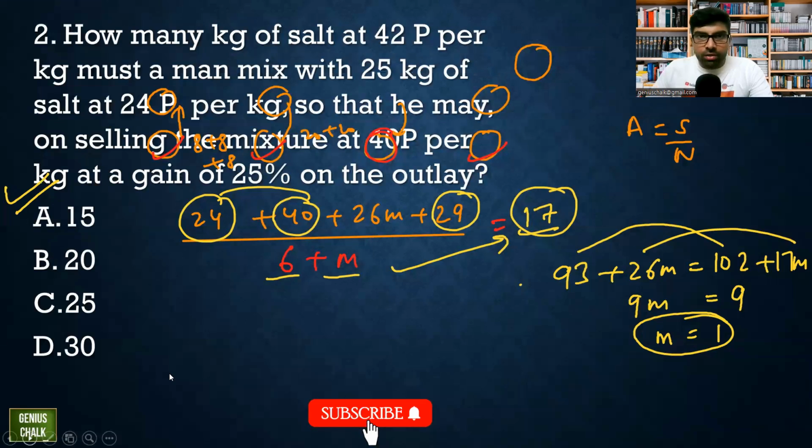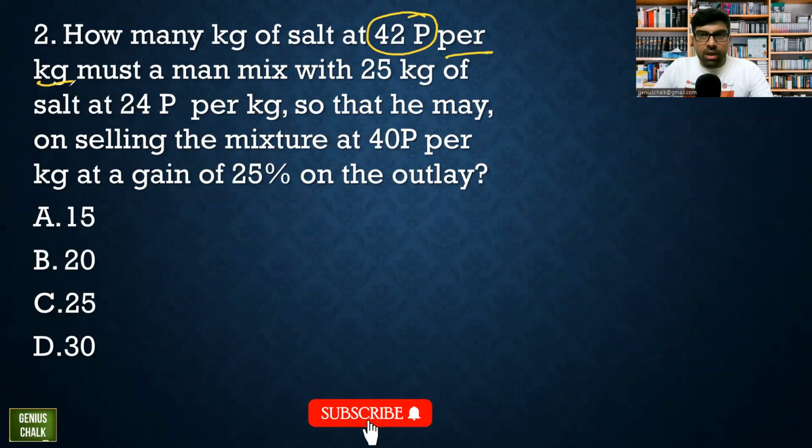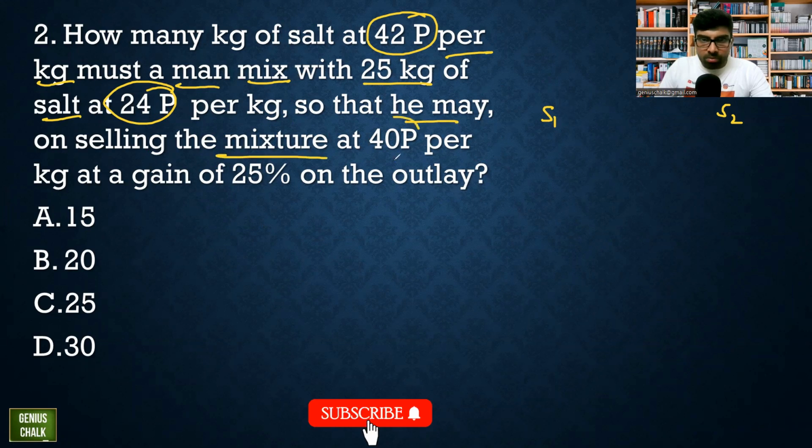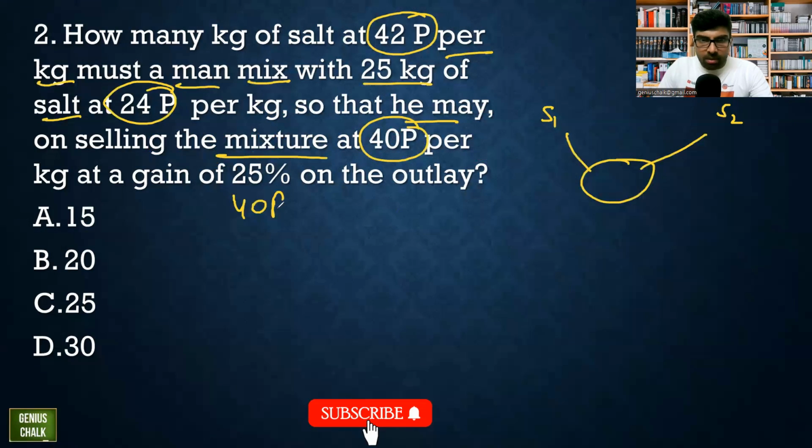Next one: how many kg of salt at 42 paisa per kg, that means per quantity, must a man mix with 25 kg of salt? Okay, so there are two categories of salts. One is first category S1, another is second category S2, and we are mixing them. So the price is given as 24 paisa per kg, and by mixing these two salts, he is selling the mixture at 40 paisa per kg, and he is gaining 25%.